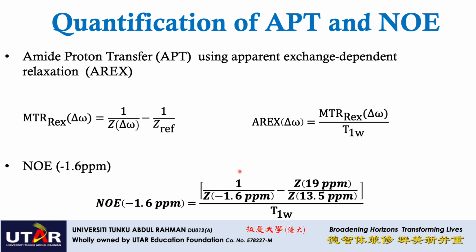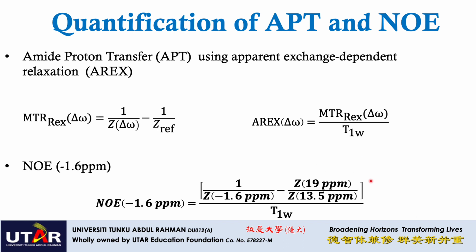Now, quantifying the NOE effect at negative 1.6 ppm presented a unique challenge due to its location around the shoulder of the Z spectrum and its relatively small magnitude compared to other effects. Direct observation of the Z spectrum often doesn't capture it accurately. To address this, a novel approach as shown in this equation was implemented.